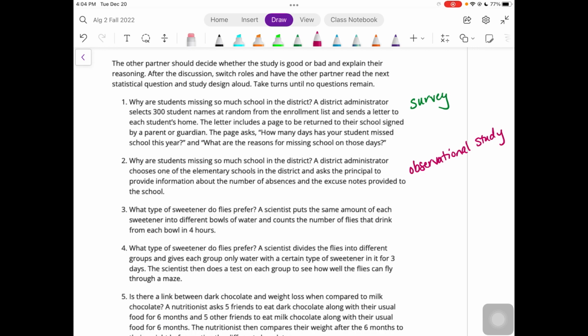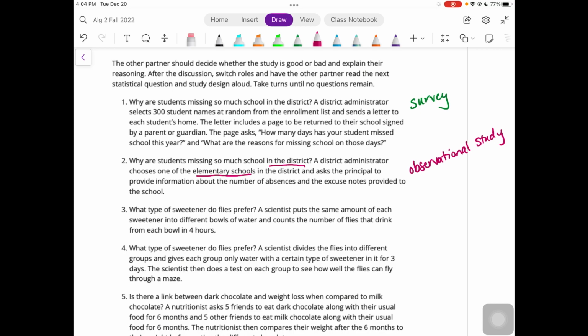And this design is really not great because the question asks in the district, and they're only looking at elementary schools. So the number of days and the excuse notes could be very different at the high school level or at the middle school level. And then also, at the lower grade levels, you tend to have more outbreaks of contagious diseases like the flu because those kids don't have as good of hygiene. And so it's possible that it could be skewed data.